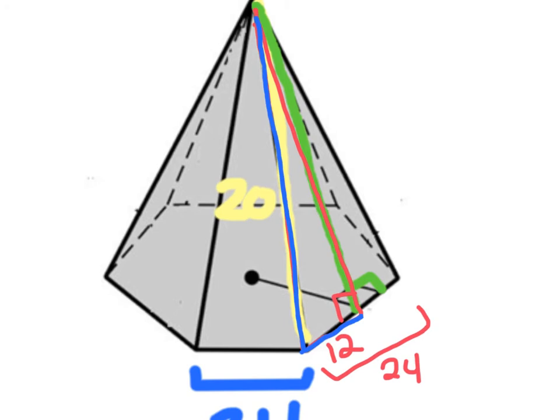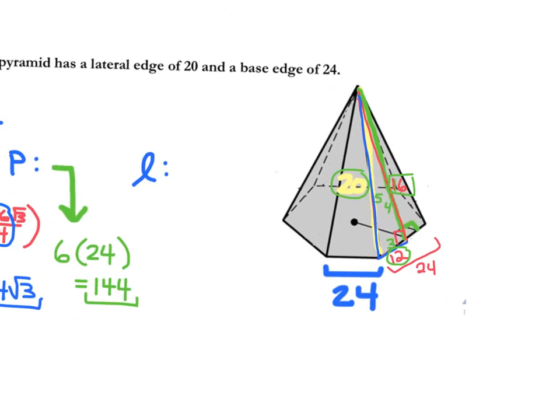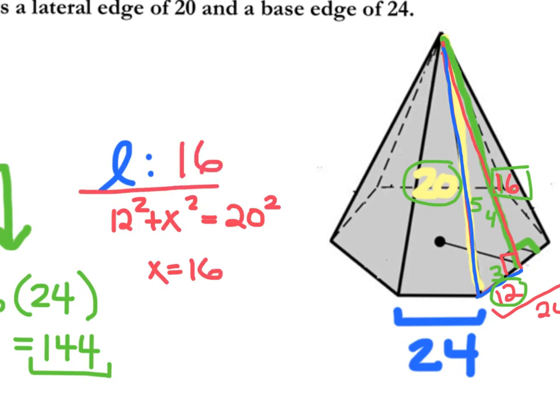All right, so this is going to be a triple. It's a 3, 4, 5 times 4. 3 times 4 gives me 12. 5 times 4 gives me 20. So 4 times 4 is 16, and that sure is our slant height. Okay? Again, if you're not sure about that, we got to do Pythagorean theorem. Okay, so all we did was 12 squared plus x squared equals 20 squared, and we're going to get 16. My slant height is 16.